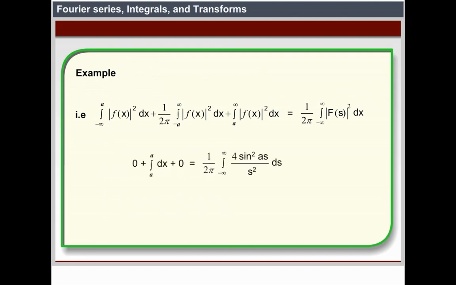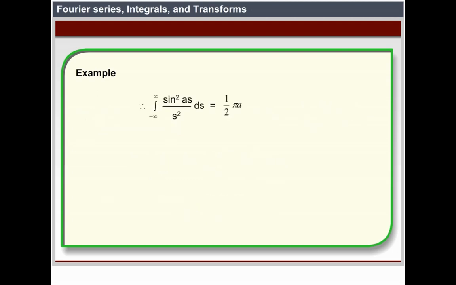Then 0 plus integral minus a to a dx plus 0 equal to 1 by 2 pi integral minus infinity to plus infinity 4 into sin square as divided by s square into ds. Then 2a equal to 2 by pi integral minus infinity to plus infinity sin square as by s square into ds. Therefore, integral minus infinity to plus infinity sin square as by s square into ds equal to pi a. Therefore, 2 into integral 0 to infinity sin square as by s square into ds equal to pi a. That is integral 0 to infinity sin square as by s square into ds equal to 1 by 2 into pi a.